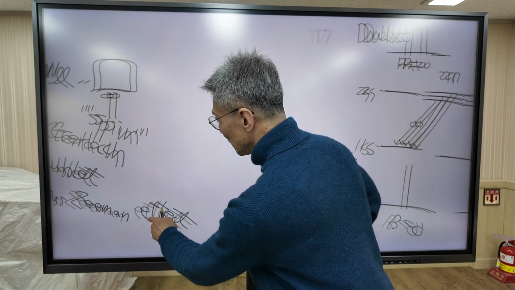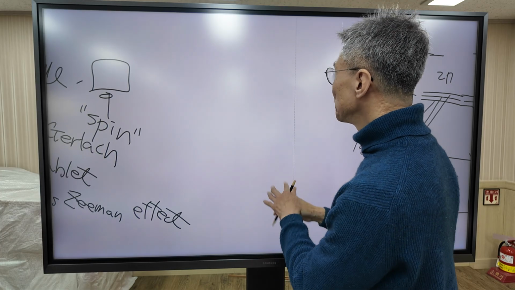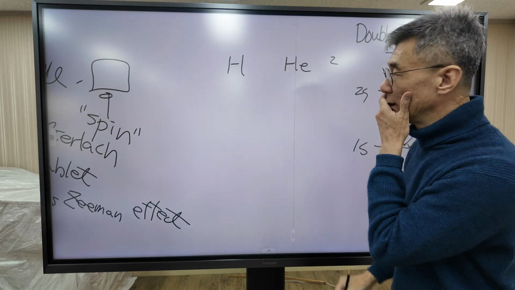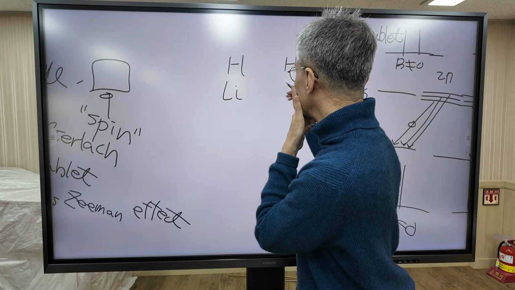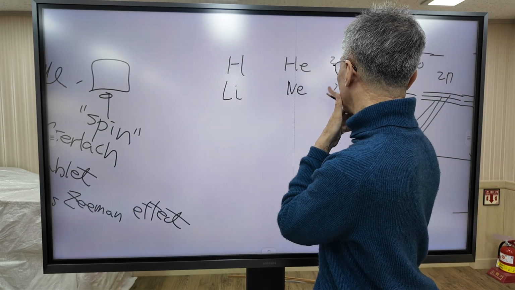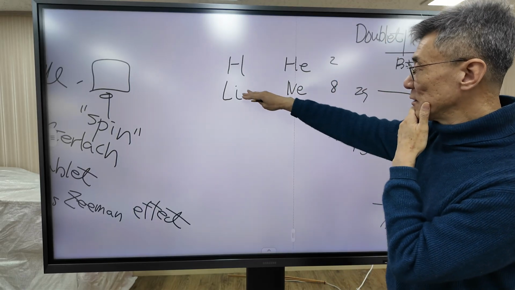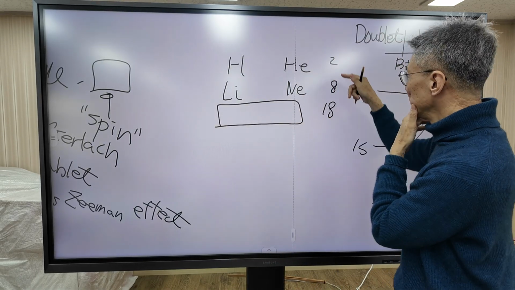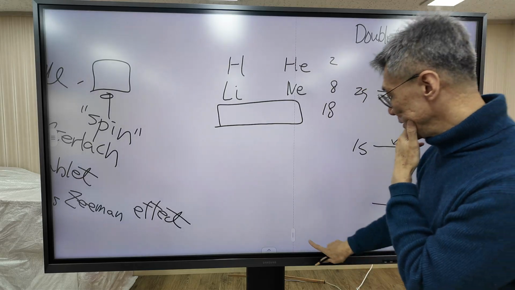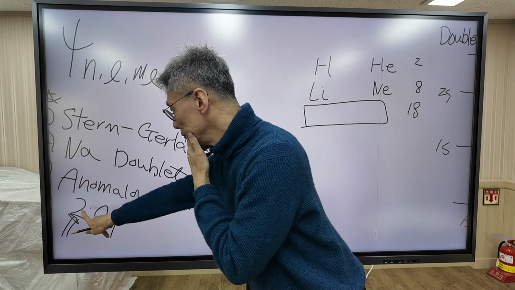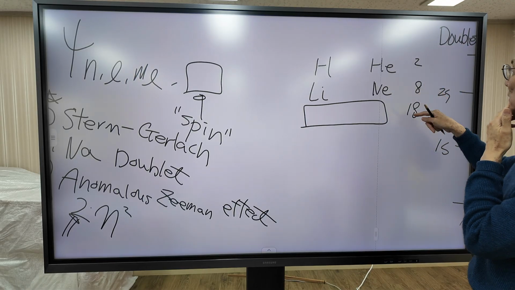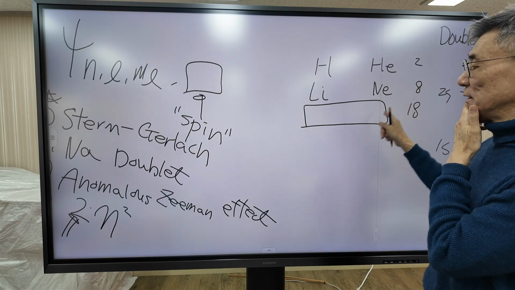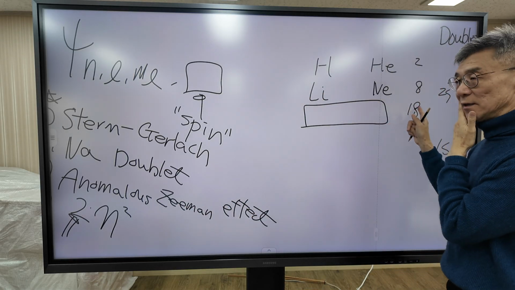And for this one, in the first period, hydrogen and helium, we have 2 atoms. In the second period, lithium to neon, we have 8 atoms. In the third period, the number of elements is 18. This number can be expressed very simply as 2n². When n equals 1, 2. When n equals 2, 8. When n equals 3, 18.